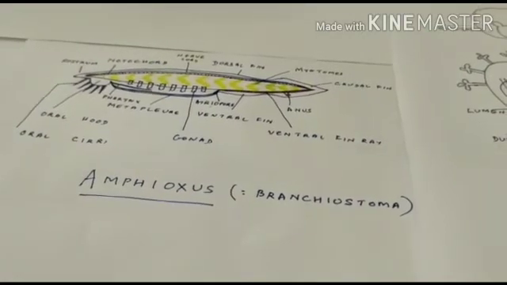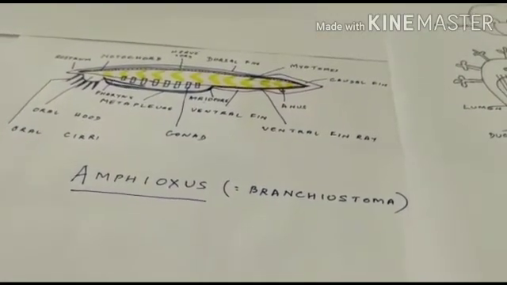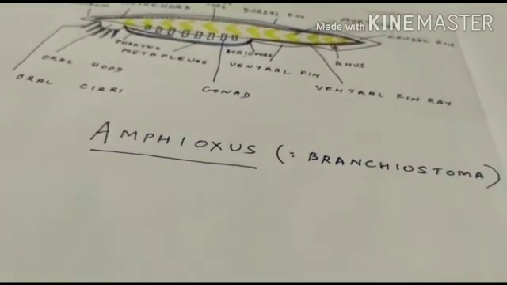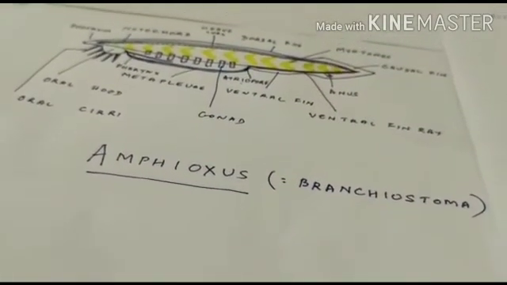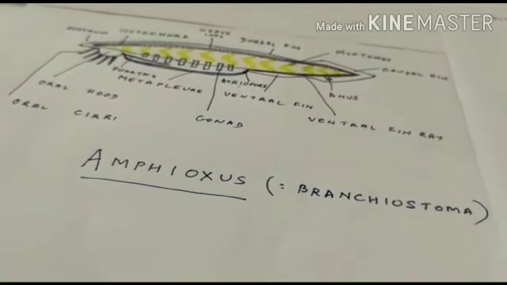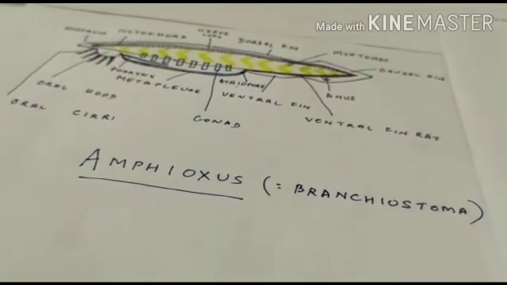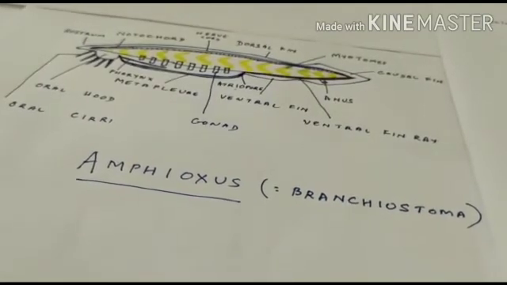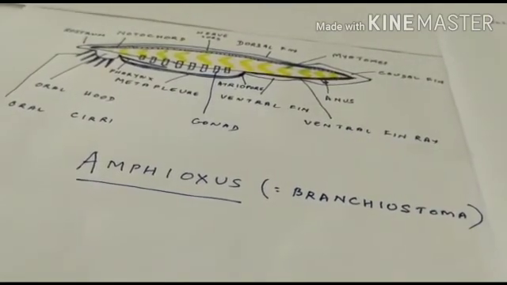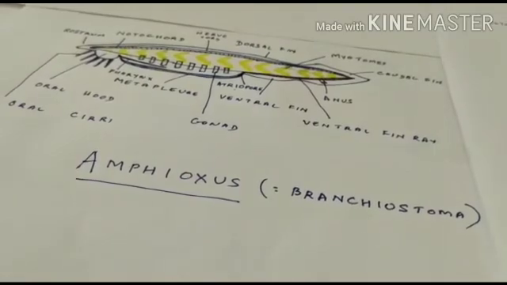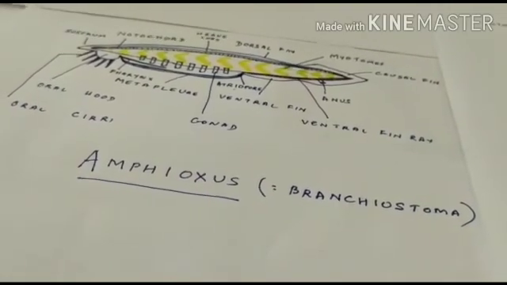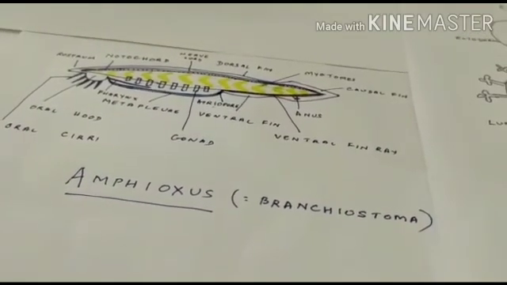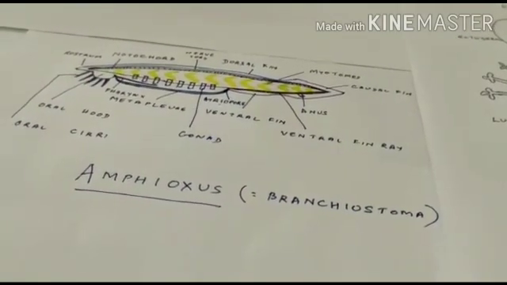Now, looking at all these features, it is justified to put Amphioxus in the category of cephalochordates, and therefore cephalochordates is a separate subphylum because it is in close proximity with the chordates, but yet it is dissimilar too. Therefore, a separate subphylum, Cephalochordates, has been created to place these two animals into it. One is Asymmetron and the other is Amphioxus.